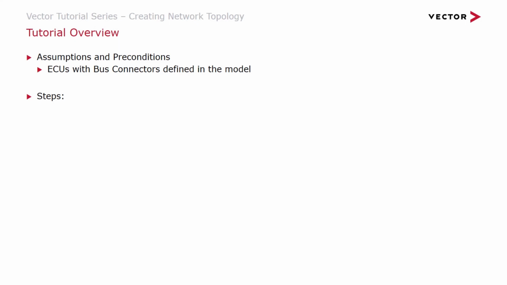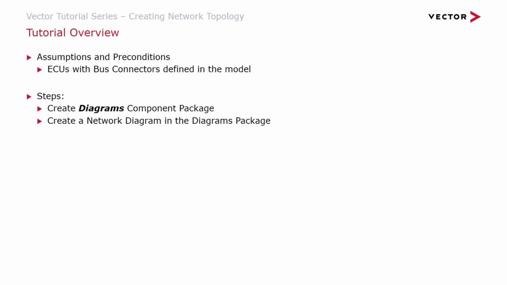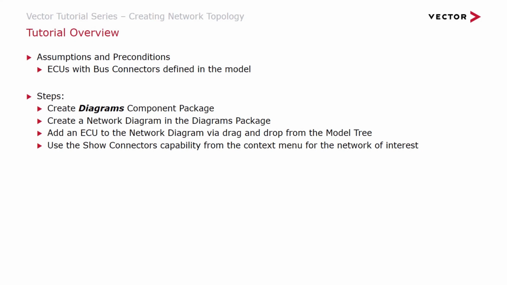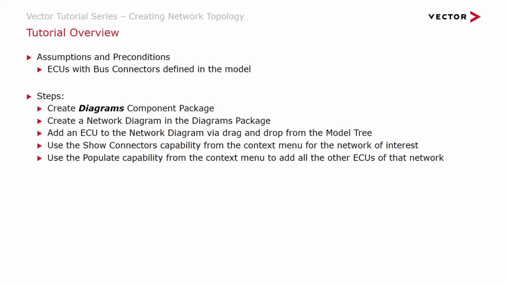So the steps we're going to follow are, first we'll create a diagrams component package, then we'll create a network diagram in the diagrams package, we'll add an ECU to the network diagram via drag and drop from the model tree, and then we'll use the show connectors capability from the context menu so that we can populate that ECU with the network of interest. Next, we'll use the populate capability from the context menu to add all of the rest of the ECUs to that network on the diagram. And then we'll align the ECUs to make it look however we want.